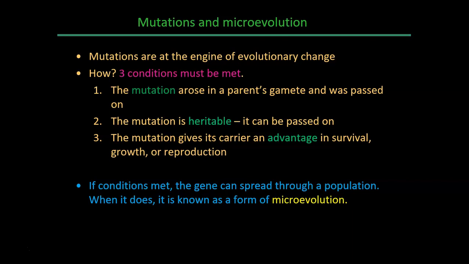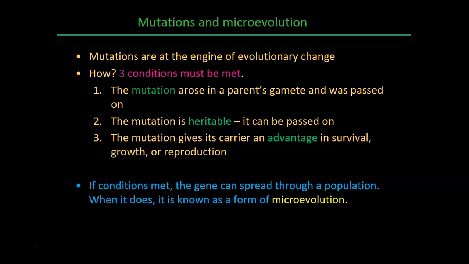Okay. Now, the third condition for evolution to happen is that the mutation must give its carrier an advantage in survival, growth, or reproduction. So for a mutation to actually wind up spreading in a population, whoever's got it has to have an advantage over others in the population that don't have that gene. And I know I said gene there when we've been talking about mutations, but when you mutate a gene, you still have a gene. It's just a mutated gene. So here the words mutation and gene are kind of synonymous.